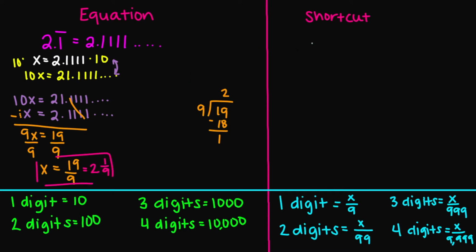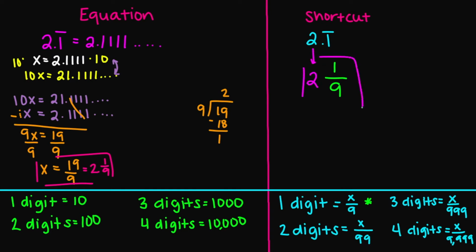So now let's look at the shortcut. So we have 2.1 repeating. I have only one digit that's being repeated, which is what we have here. So I know my denominator is going to be 9. And then the number that's being repeated is going to be on top, which is my numerator. And then I'm just going to bring my 2 down here, which is right next to my fraction.